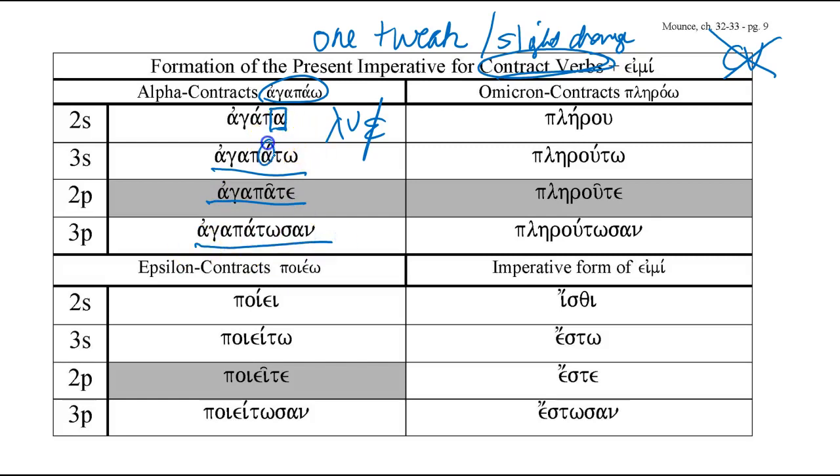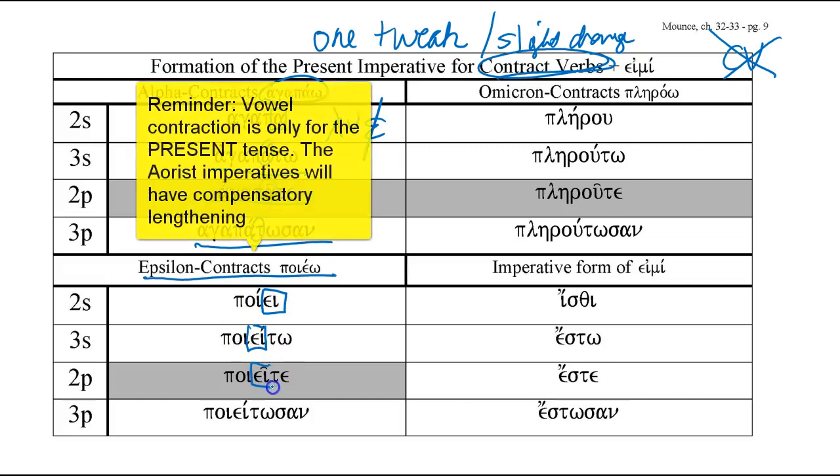So it's the alpha that connects the imperatival endings with the stem. For the epsilon contracts, it's going to be epsilon iota. It is the diphthong that connects the imperatival suffix endings with the stem. So poie, poieto, poiete, poietosan are the imperative forms.